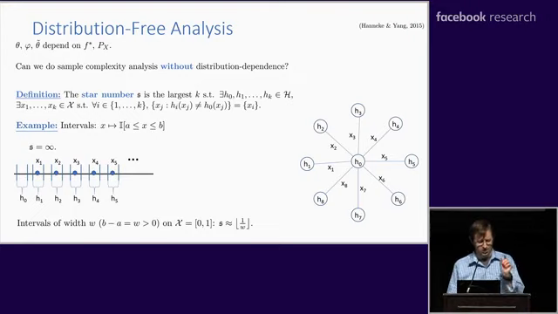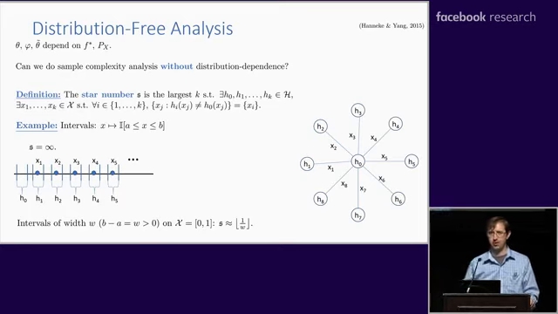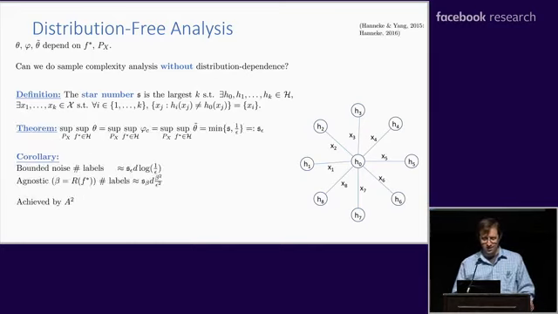For interval classifiers, where it's like a segment, it's infinite there also for a very similar reason. If you're talking about interval classifiers between 0 and 1 and you constrain their width to be W, that's an intermediate case where the star number is like 1 over W. Okay, so this is the star number.